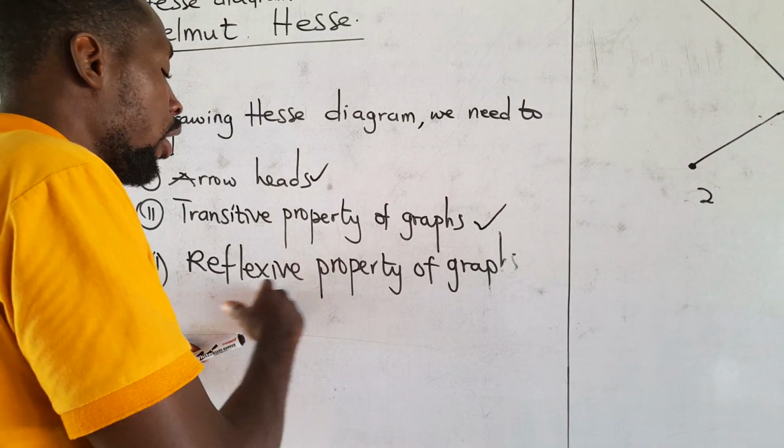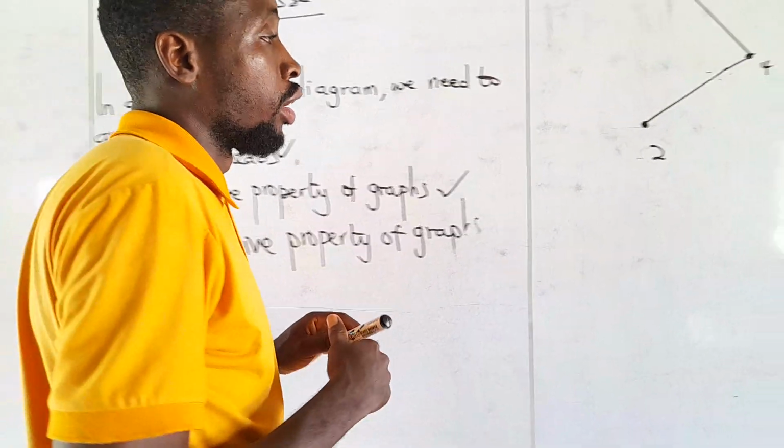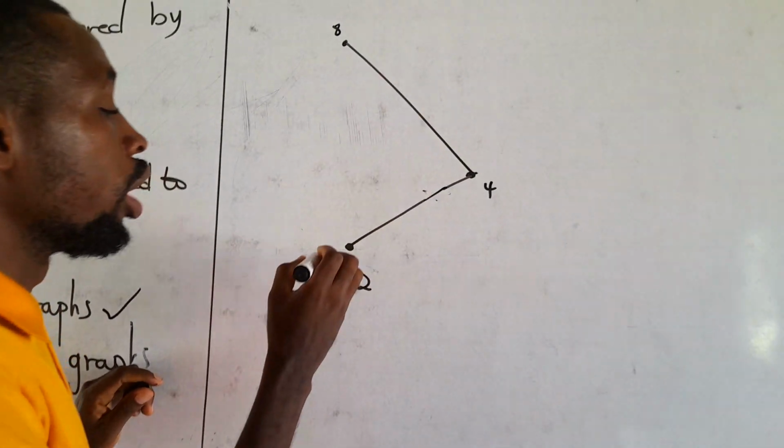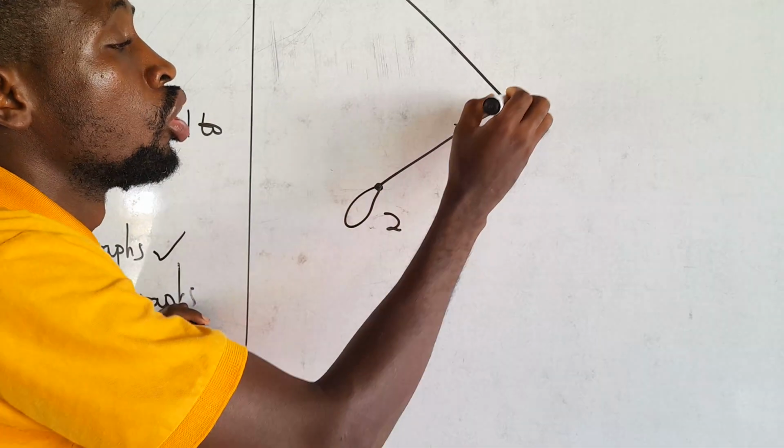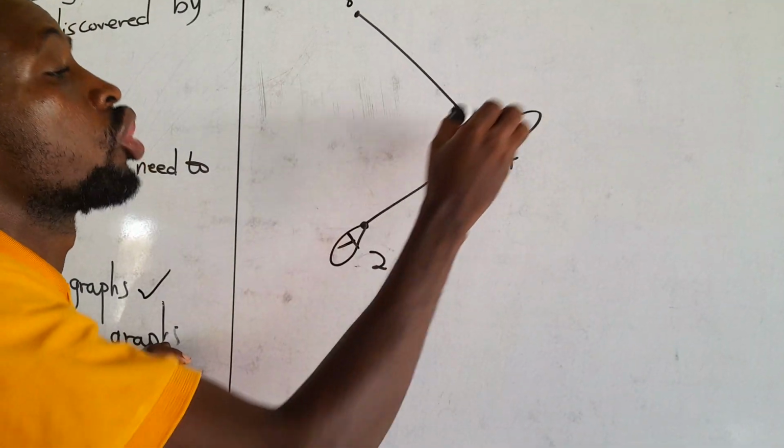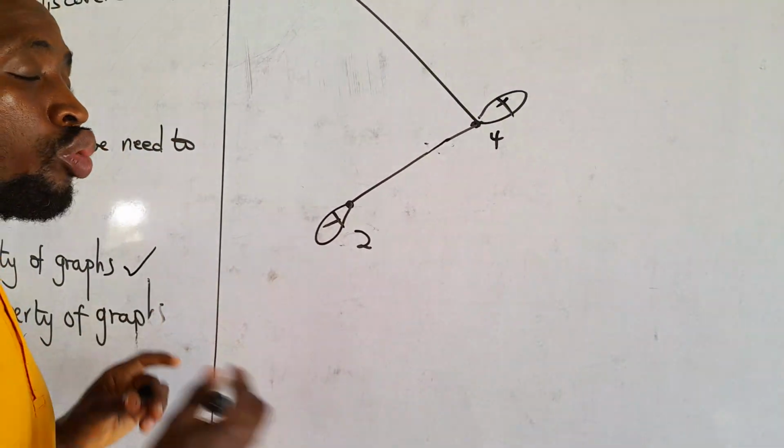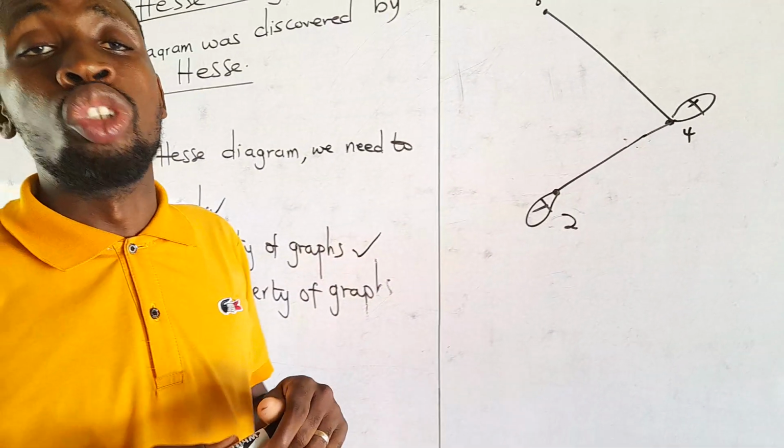Then we need to avoid reflexive property of graph. What is reflexive property of graph? We need to avoid self-loops. So self-loops are not in the drawing of Hasse diagrams. So I hope you get that.